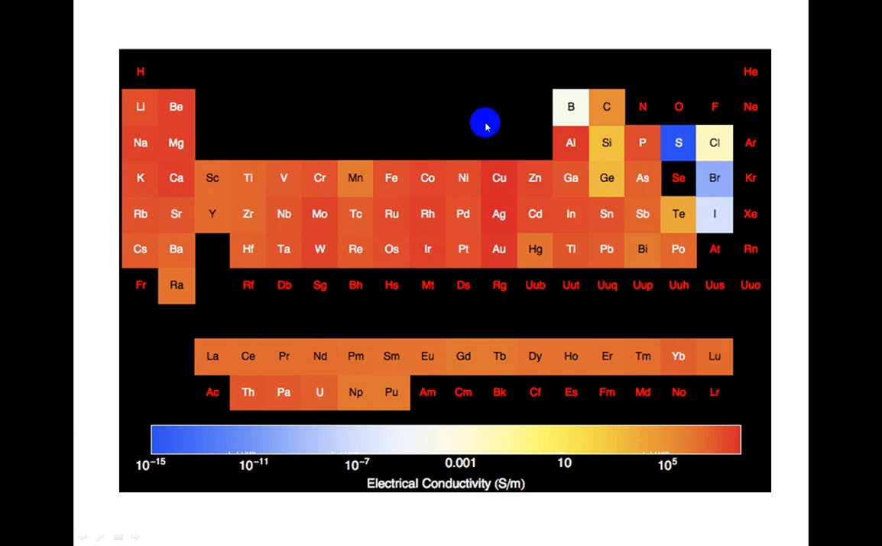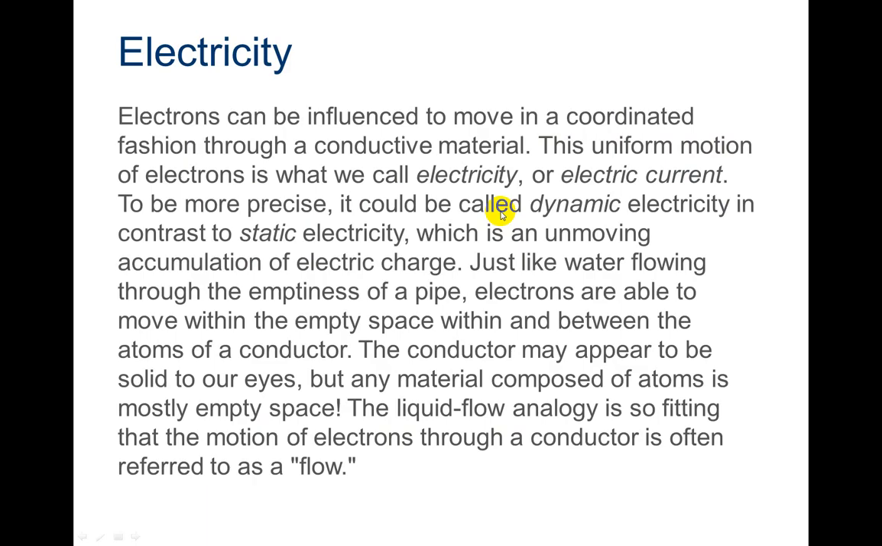A lot of times you'll see alloys kind of gets the best of both in that way. Whenever you mix metals, it's called an alloy, and you can get maybe the conductivity of silver without the cost of silver or something like that. All right, so electrons can be influenced to move in a coordinated fashion through the conductive material.